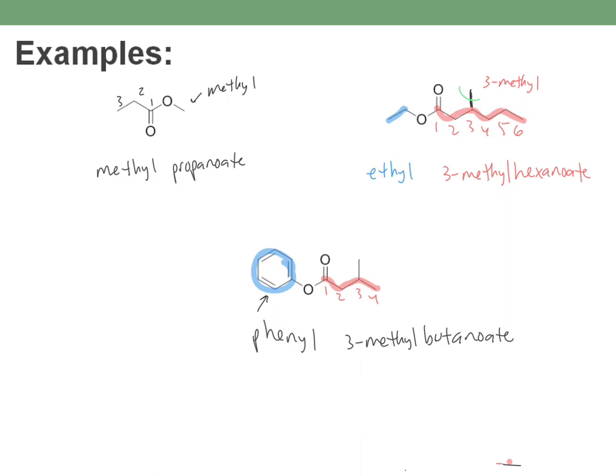Now that's basically how you name some relatively simple esters. If you have to do other things, there may be a butenoate if there's an alkene in there, or maybe there's a hydroxyl somewhere. You just follow the same basic nomenclature rules, but here's how you name some relatively straightforward esters.